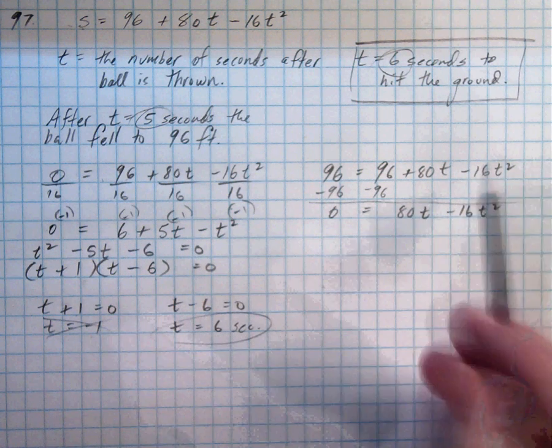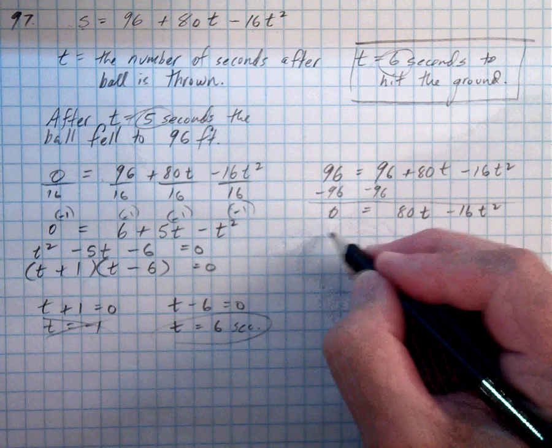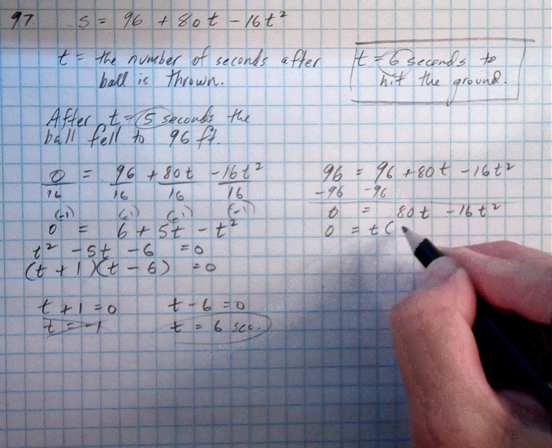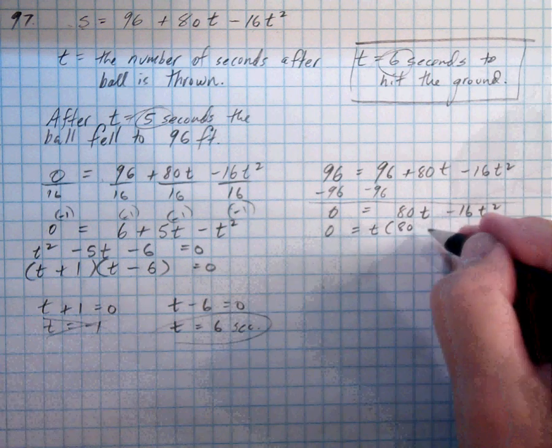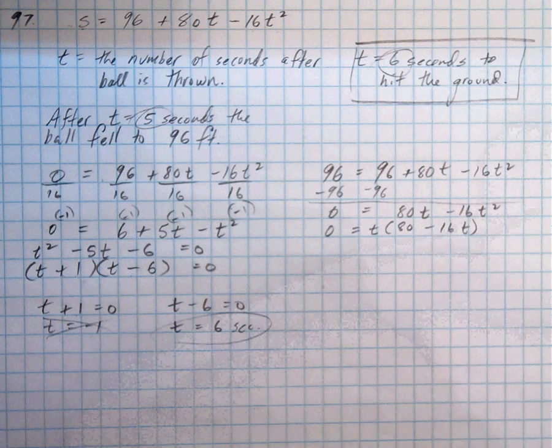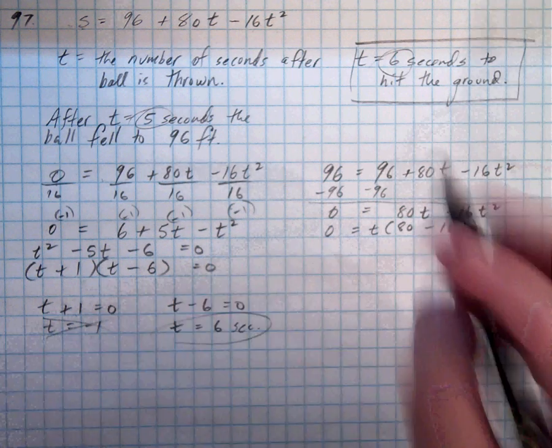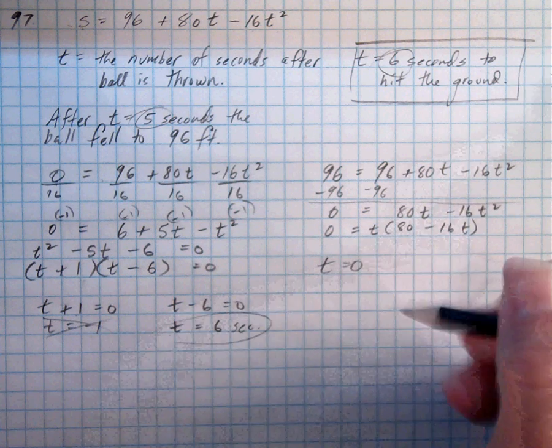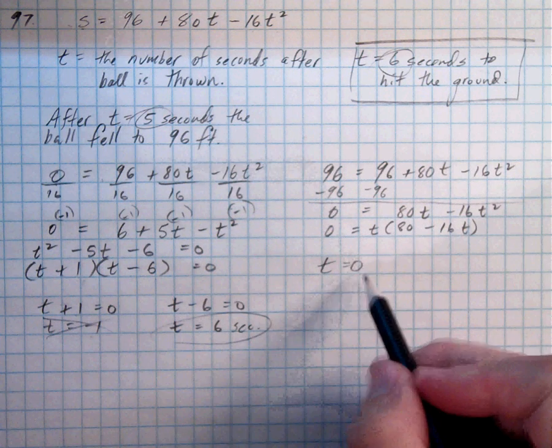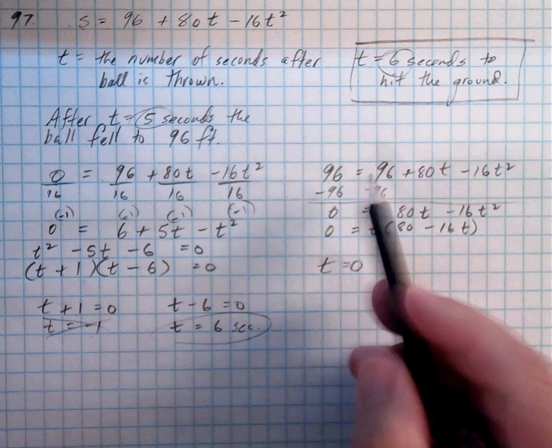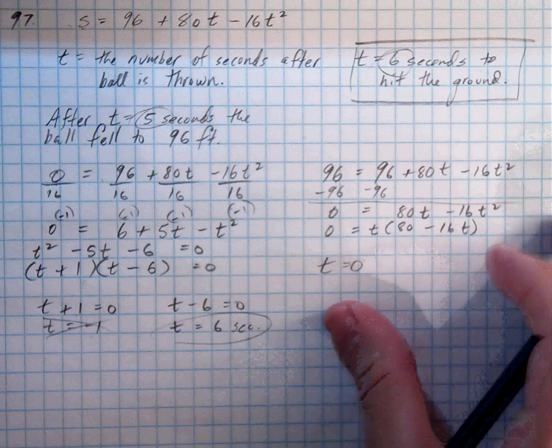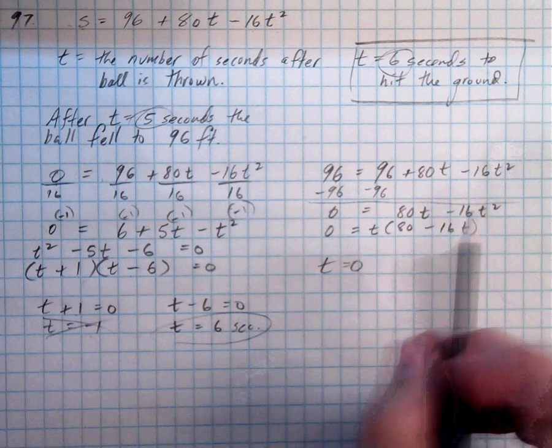Now, since both of these have a t, I can factor the t out. So 0 equals t times (80 minus 16t). Alright, so it's factored. Set each factor equal to 0. So t equals 0. Remember, at t equals 0, it is at 96 feet, right? Because that's how tall the building is. But that's not the one we're interested in.